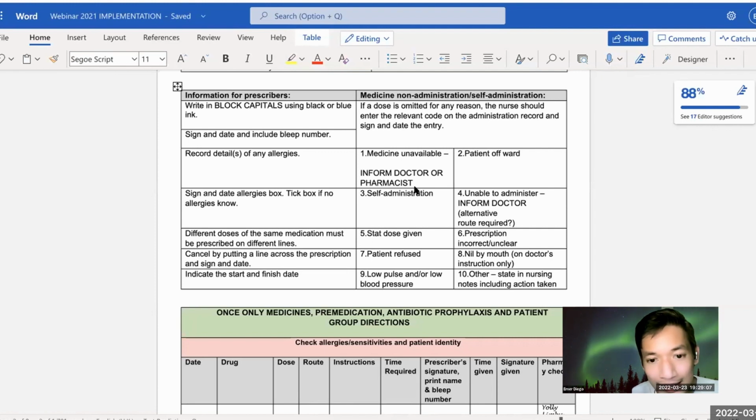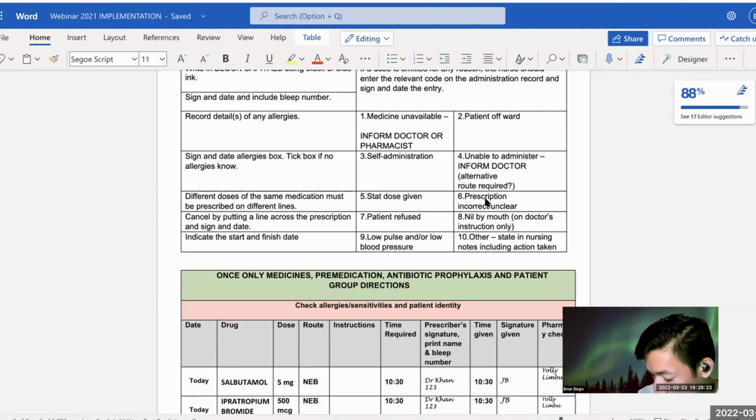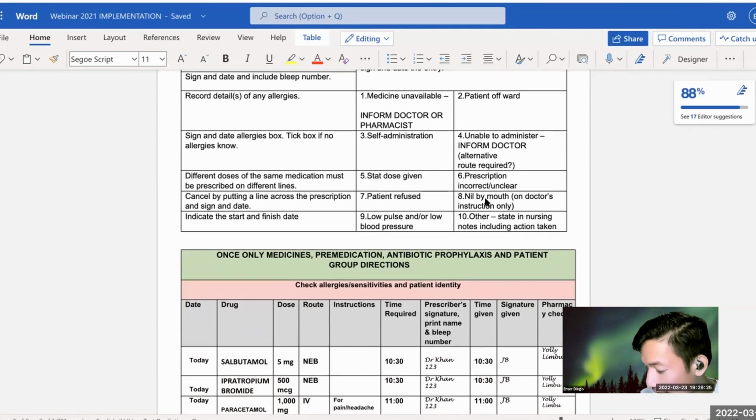If the prescription is unclear, of course, if you have doubts in terms of the prescription, you need to escalate that and do not attempt to give the medication. Because you have to demonstrate that you are a safe nurse, okay, that you're a competent nurse. Number seven, of course, similar to what we discussed earlier, patient refusal is also a right. And number eight, nil by mouth.